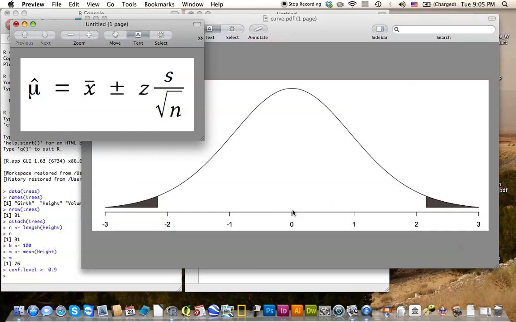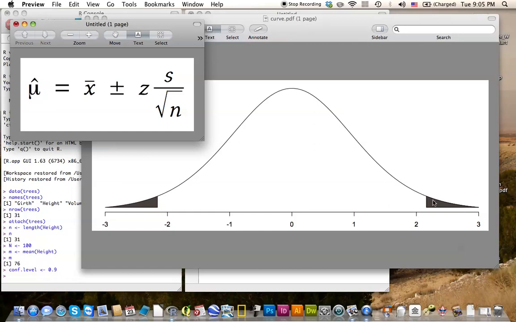Z is the number of standard deviations away from the center, away from the mean, that contains 90% of the area under the curve. 90 because I just picked a confidence level of 90. We could have said 95, we could have said 80, we could have said anything. But since I picked 90, I want 90% of the area under this curve to be the white area, and 5% to be in this tail, and 5% to be in this tail.